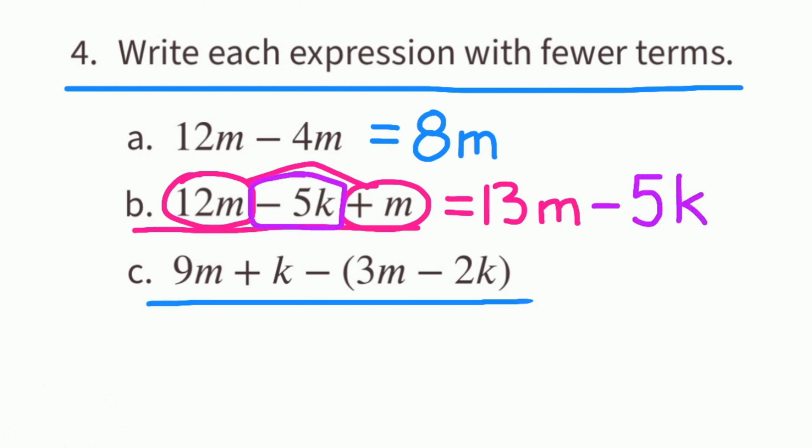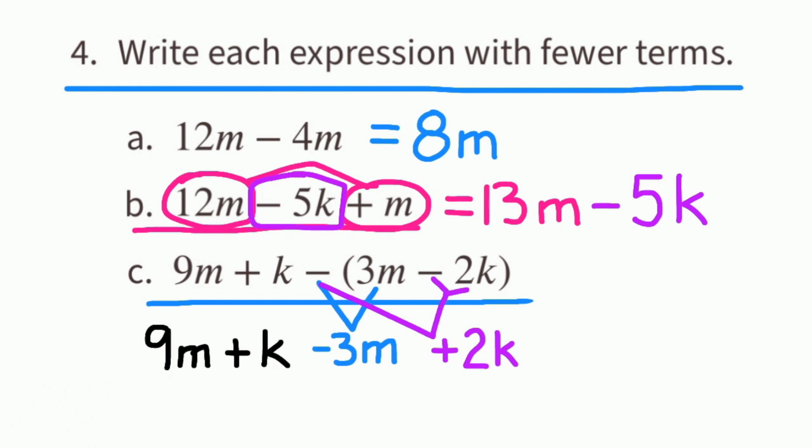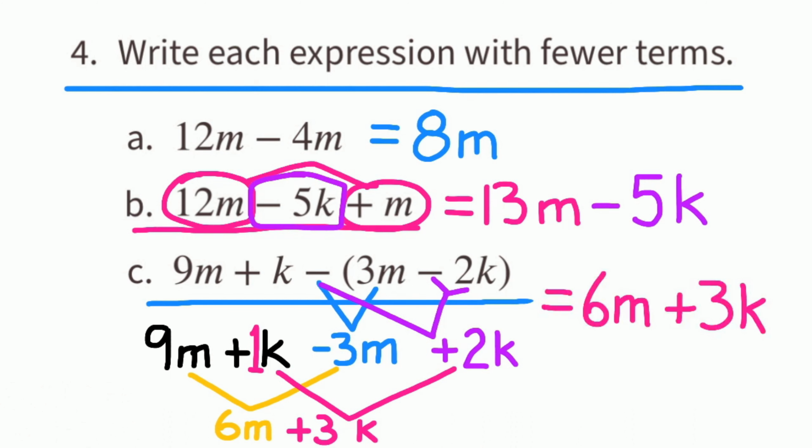C. 9m plus k minus 3m minus 2k. This minus sign goes to both the terms inside the parentheses. So 3m becomes negative 3m, and negative 2k becomes positive 2k. It's like saying the opposite of negative 2k. The opposite of negative 2k is positive 2k. Now we can combine like terms. 9m minus 3m is 6m, and 1k plus 2k is 3k. So the expression now reads 6m plus 3k.